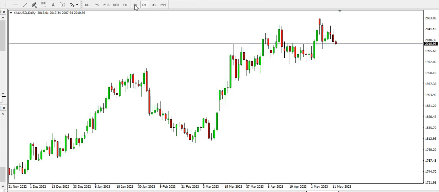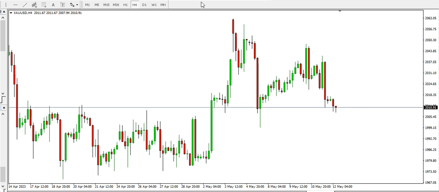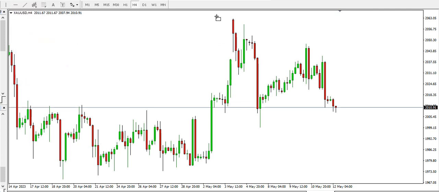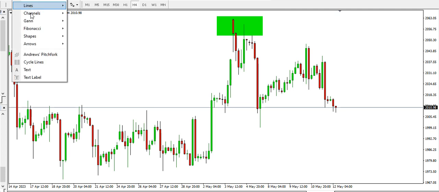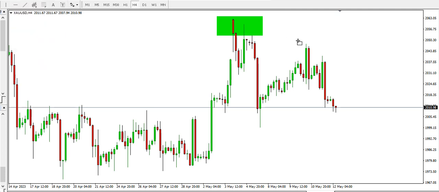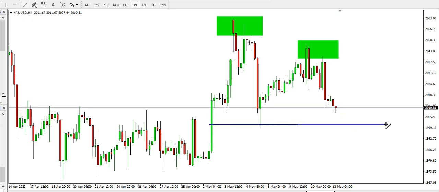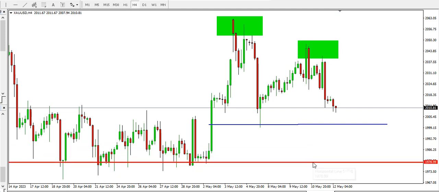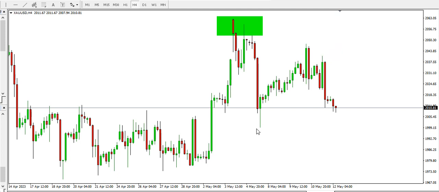Let's look at the 4-hour time frame. XAUUSD on the 4-hour time frame. You can see a double top, an obvious double top. This is the first top, and this is the second top. This is the neckline. The neckline is around here. A break below this point will send price down to the bottom. But let's see how it goes.